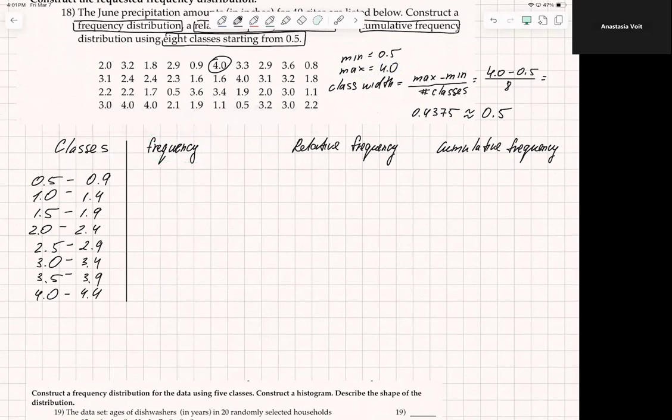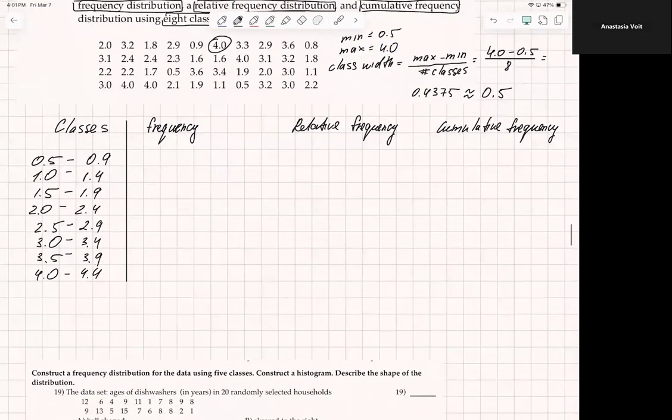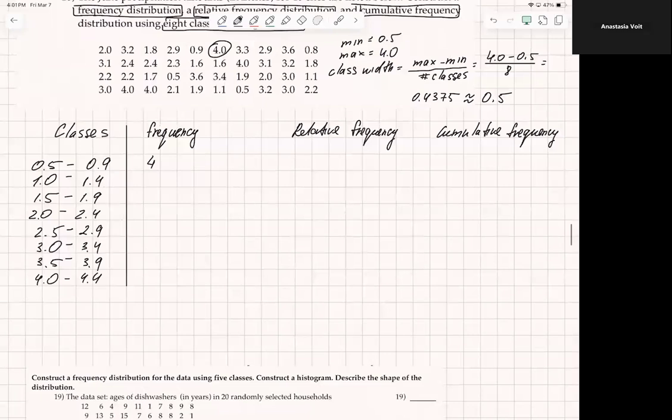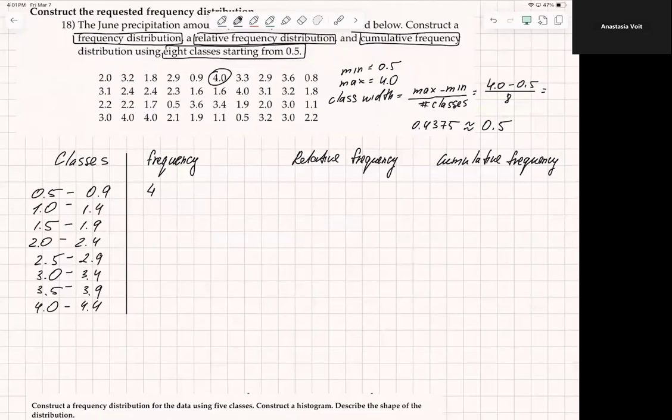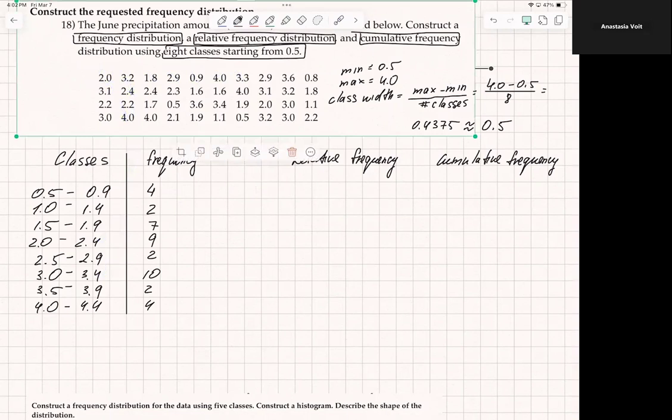So essentially, we have 4 numbers that go to the first group, 2 numbers for the second group, 7, 9, 2, 10, 2, and 4, right? So these are going to be the frequencies. So we simply go over the whole data set, right? And we start putting the numbers into their classes, right?